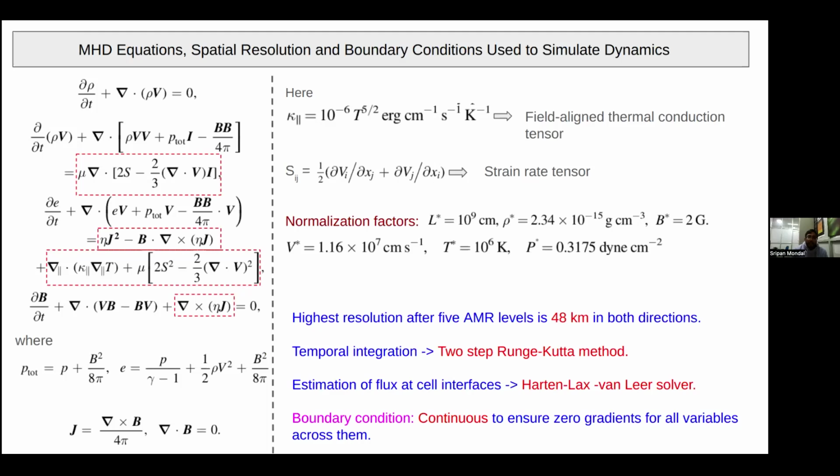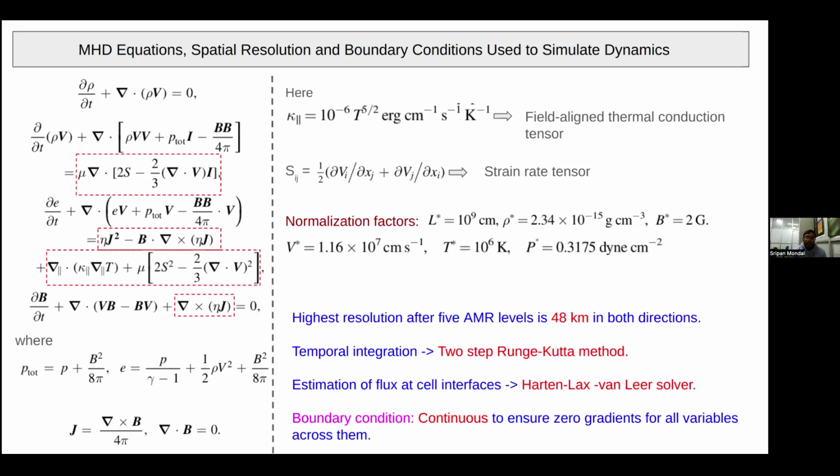Here are some normalization factors such as L star and rho star, which have been used to normalize the physical variables such that they can be computed via a computer. Since in our simulation we are achieving the coalescence instability, which connects the smaller length scales within the plasmoids, we need a higher resolution. After 5 AMR levels, the resolution reaches 48 kilometers.